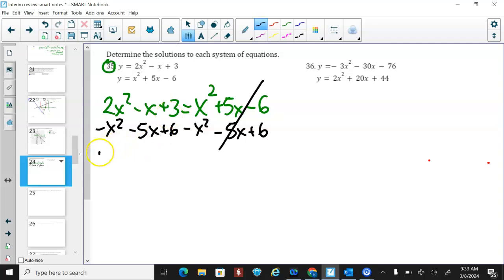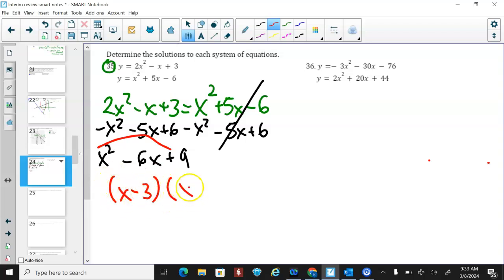Now, this is going to be x squared, this is going to be -6x, and this is going to be +9. Now, I'm going to do a times c, okay? To find two factors to multiply to 9 but add to -6, it's x minus 3 and x minus 3. I equal them to 0.